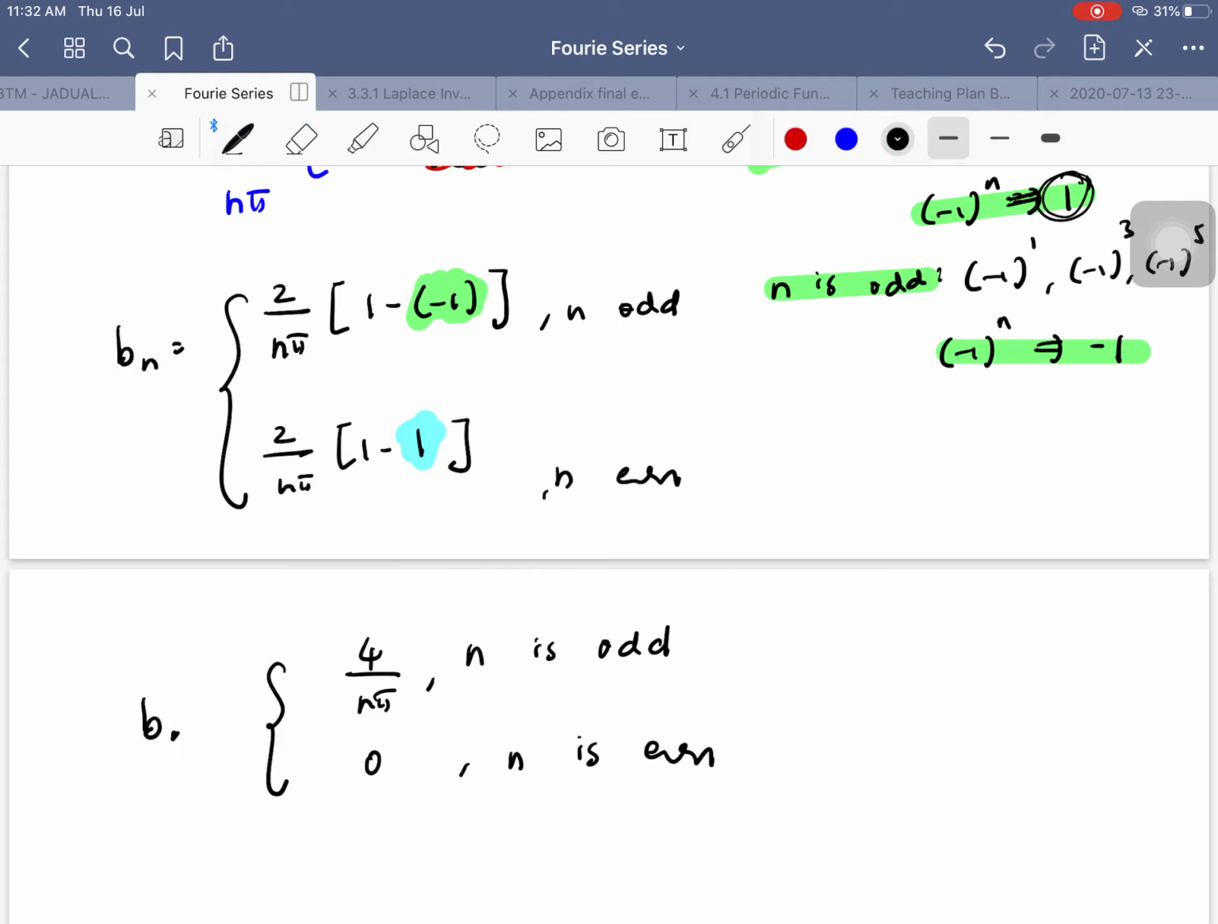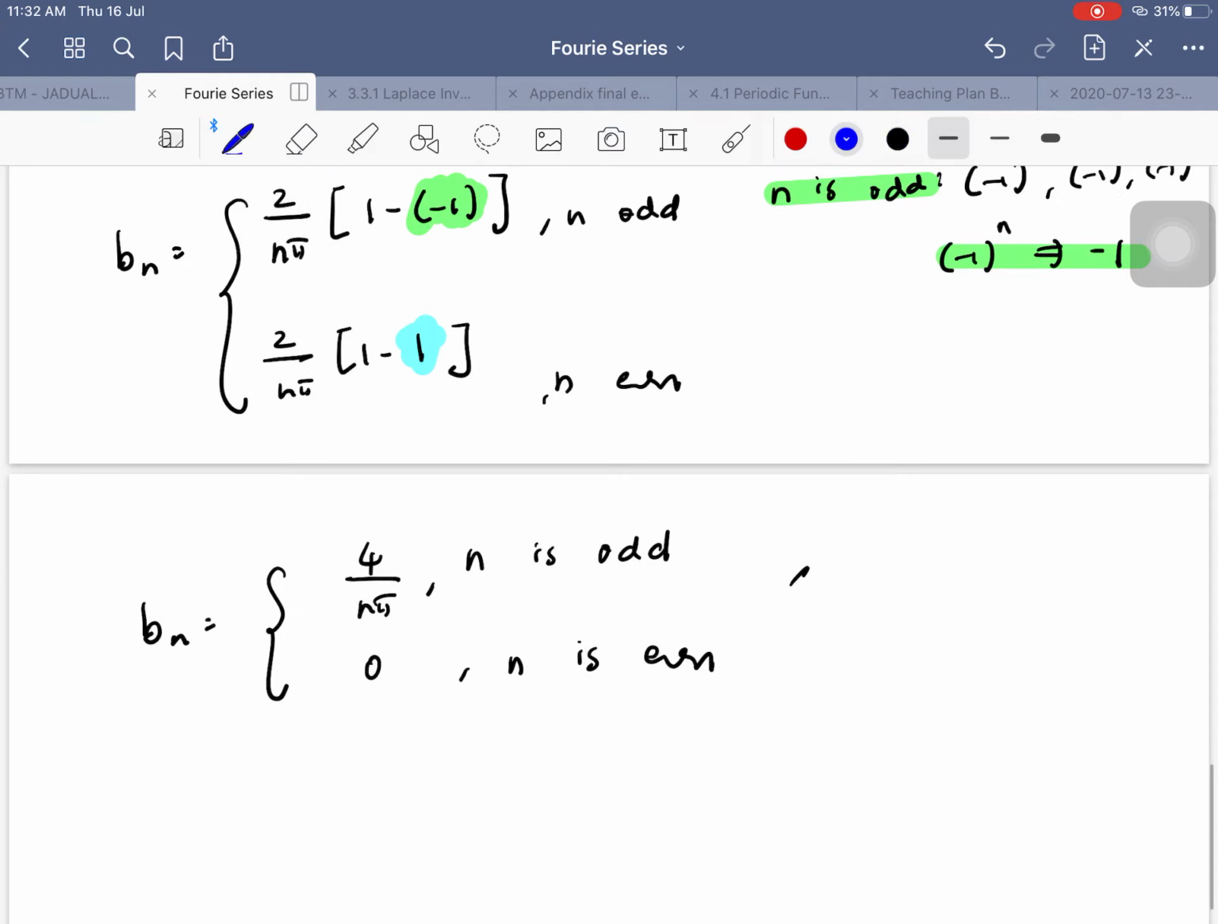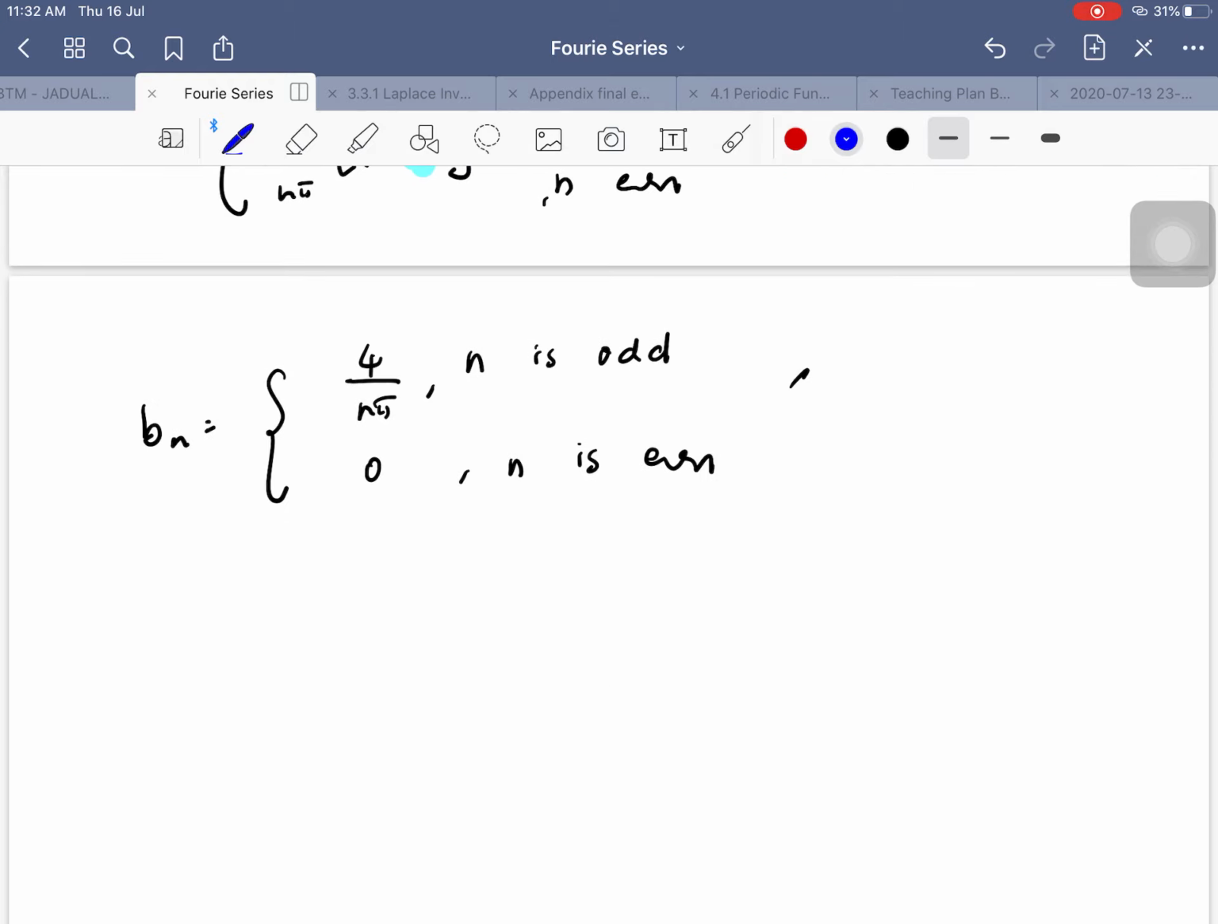Remember, we are calculating bn. Now that we already know that a naught is going to equal 0, an is equal to 0, and bn is going to be given by this function, we are going to put it into the formula of the Fourier series.